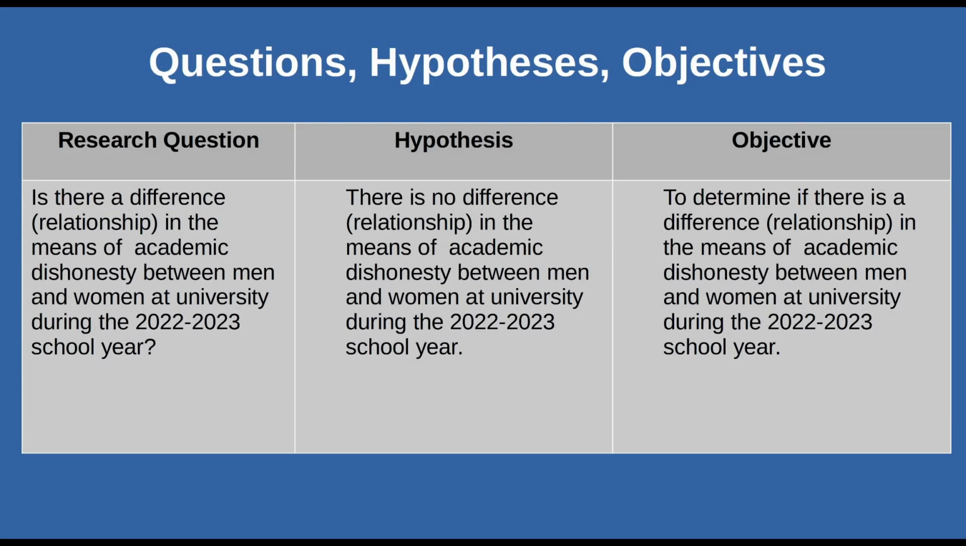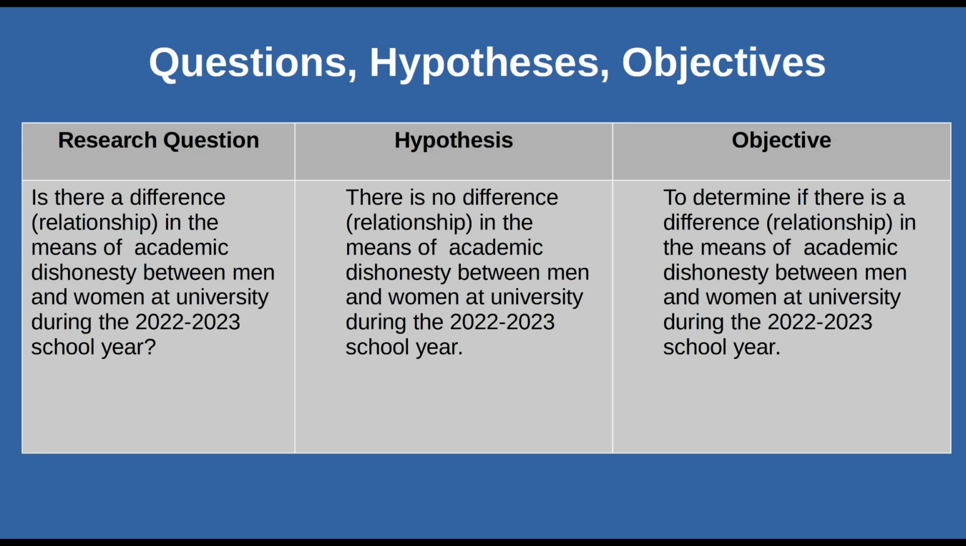So here we have an example of a research question, a hypothesis, and an objective, and they're all dealing with the same variable. They're all dealing with the same groups. And I want you to notice that there are just three different ways to write the same thing.